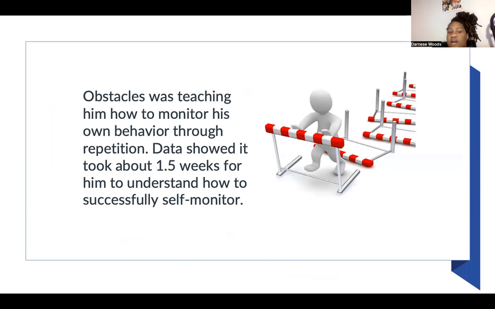There was one obstacle, kind of, and it was teaching him how to monitor his own behavior, which, with a lot of these interventions, takes a lot of repetition. So after about 1.5 weeks, he was able to understand it. And we really saw that with the data.